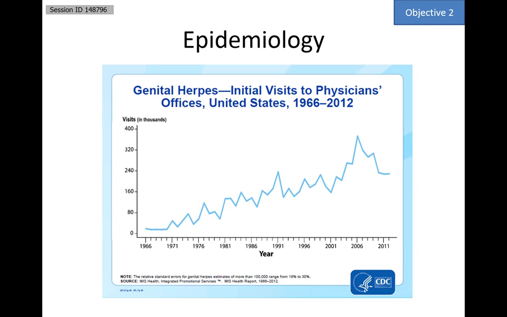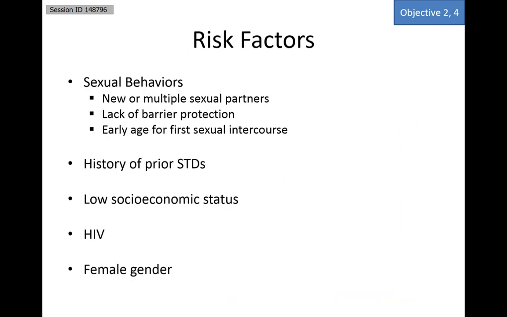and it is underreported and even underdiagnosed, because patients sometimes don't even know they have it, or they don't present to clinic for testing unless they're in pain. Some risk factors associated with HSV are sexual behavior again, and a history of prior STD or even HIV puts patients at risk for HSV infection. The female gender is also at risk, because it's easier to transmit HSV from male to female than from female to male.